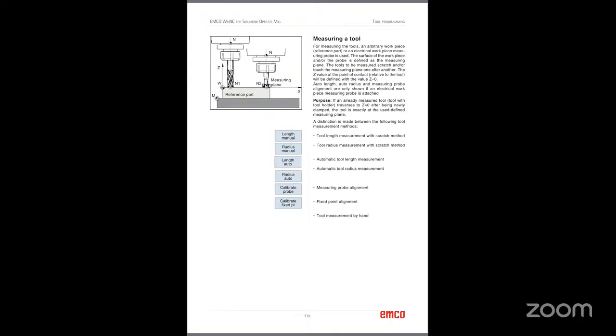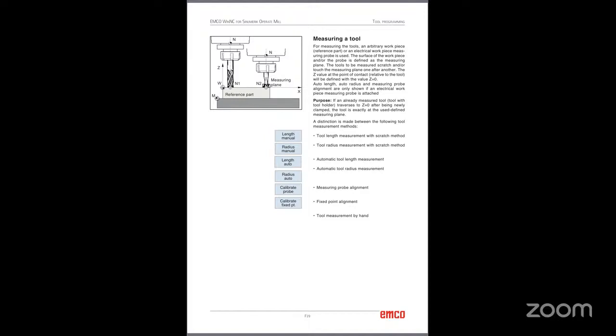Tool radius, using the diameter reference surface. Using the electrical tool probe, machine will calculate the tool length automatically. That is what is called automatic tool length measurement. There is no need of manual adjustment. Using tool radius electrical probe, calculating the radius, automatic tool radius. We have to check whether the probe is in correct position or not. That is what is called a measuring probe alignment. To check the reference position of the machine is what is called a fixed point alignment.